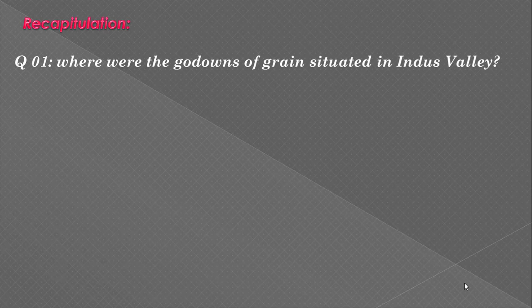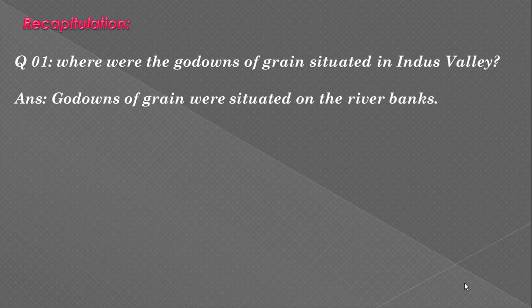Dear students, let's recapitulate our today's lesson through quick fire questions. The first question is, where were the godowns of grain situated in Indus Valley? Just think about it. Yes, godowns of grain were situated on the river banks.